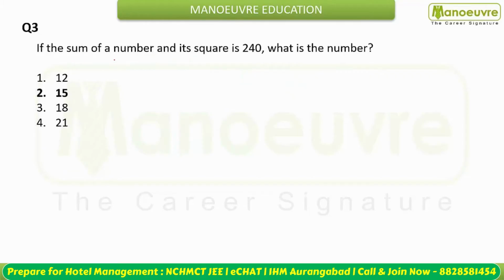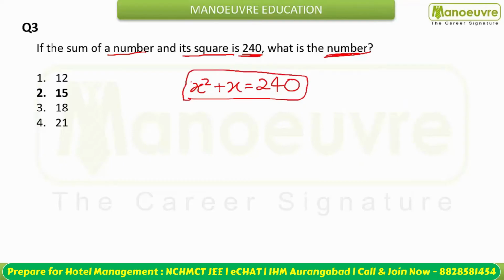Next question is, if the sum of a number and its square is 240, you have to find the number. So you can say x square plus x is equal to 240, and you need to find the value of x. You can make a quadratic equation, or you can directly go by the options, which is the best method. 15 square is 225, plus 15 is 240. If you remember the squares, you can directly go by the options.